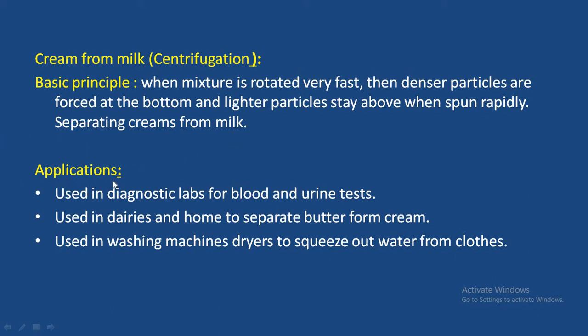The applications of centrifugation: first, it is used in diagnostic labs for blood and urine tests. Blood is a composite mixture of different substances, and urine is also a composition of different substances. Blood and urine tests can be diagnosed with the help of centrifugation. And in dairies, cream is produced from the milk, and butter is obtained from the cream.